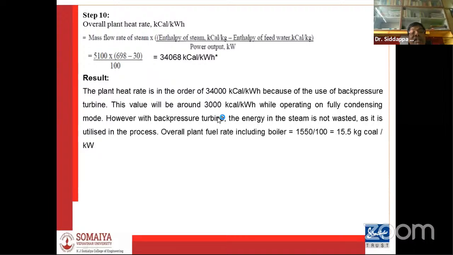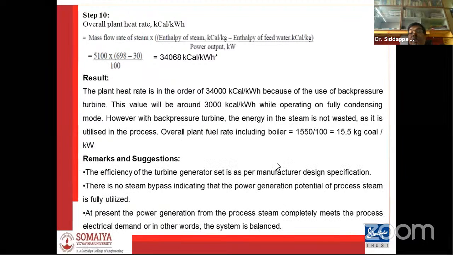The plant heat rate is in the order of 34,000 kilocalorie per kilowatt hour because of the use of a back pressure turbine. This value will be around 3,000 kilocalorie per kilowatt hour while operating in fully condensing mode. However, with a back pressure turbine, the energy in the steam is not wasted as it is utilized in the processes. The overall plant fuel rate, including boiler, is 15.5 kg per kilowatt.